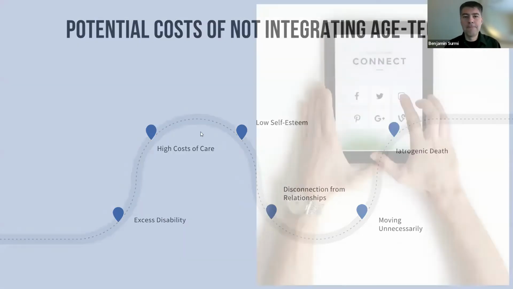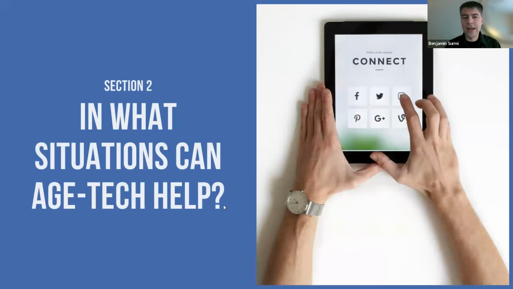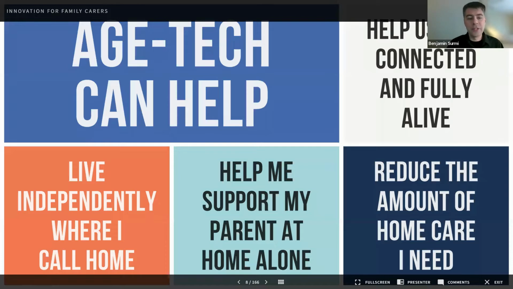All right. What situations can age tech help with? Let's think about that. Age tech can help someone live independently wherever they call home. It can help me support my parent at home alone. It can help me reduce the amount of home care I need, and it can help us stay connected and fully alive. Those are things that age tech can help with.